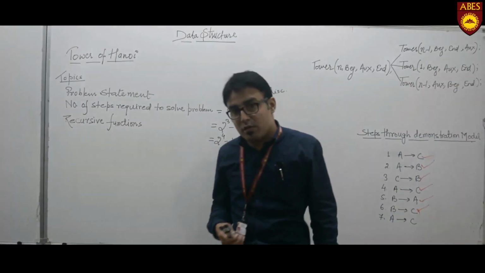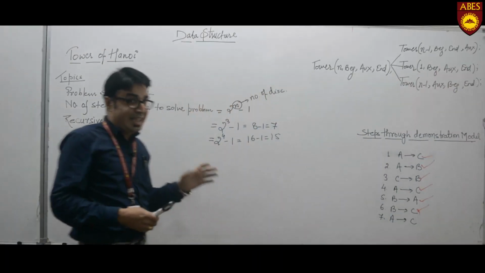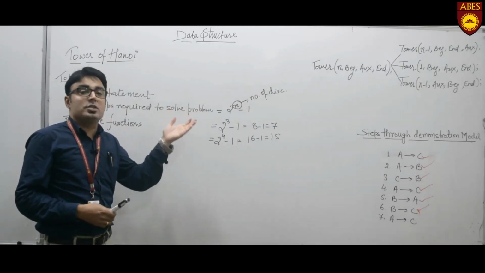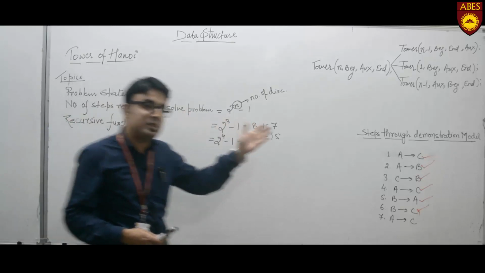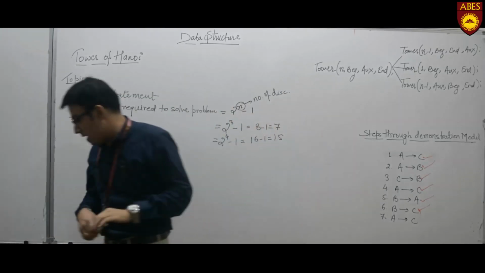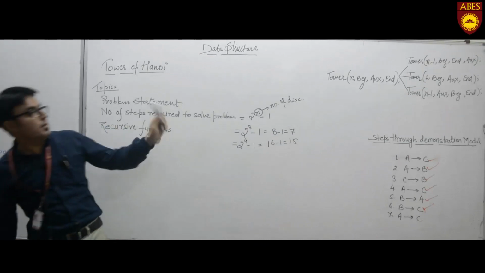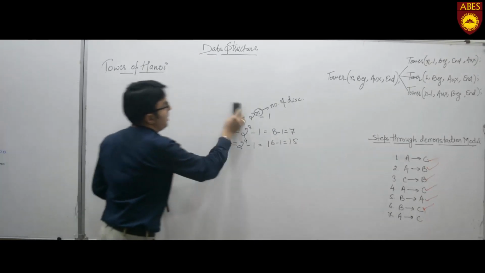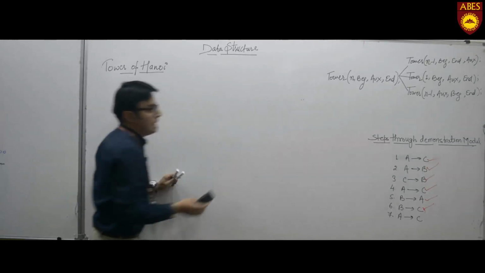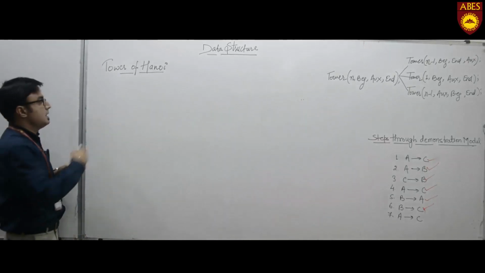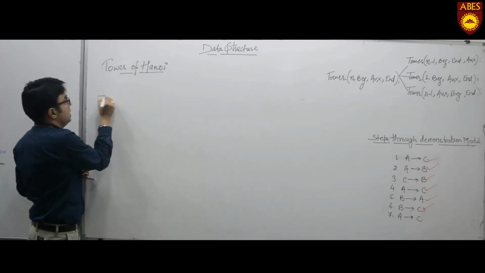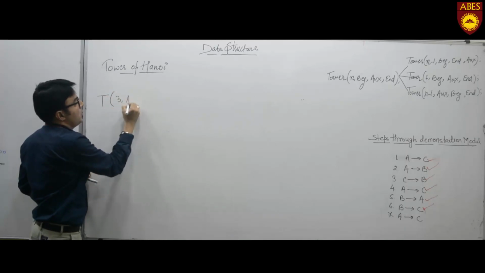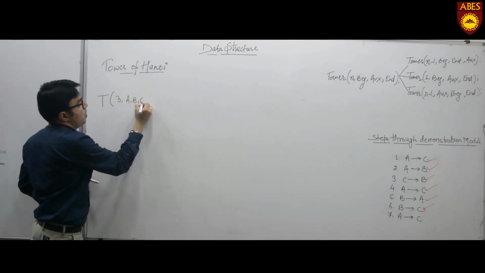So we are going to solve this problem using these three recursive functions, and you will be surprised to see that this logic produces the same result which we have seen through the demonstration model. So we start with the same recursive steps. Let us assume this function Tower is T. We have three disks and three poles: pole A, pole B and pole C.